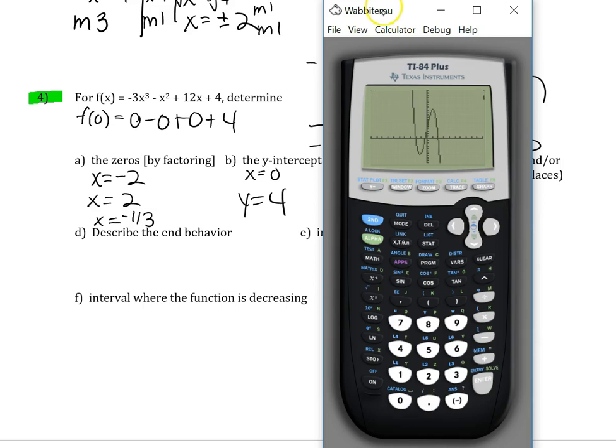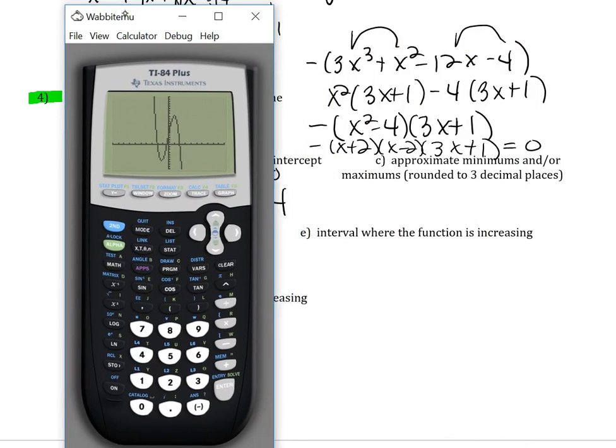And there you go. So just like how I showed in another video, if I want to capture, say, the maximum, I would do second trace, option 4, which is our maximum. I just have to be to the right of it, then to the left of it, get those arrows to pinch in so that we capture the maximum, and hit enter again. So the maximum is approximately 1.049, 12.0246. Okay?